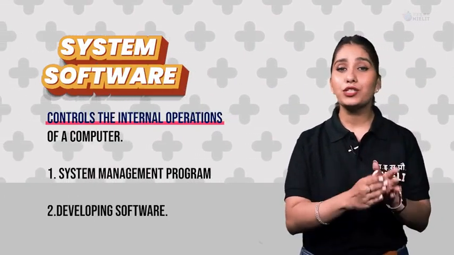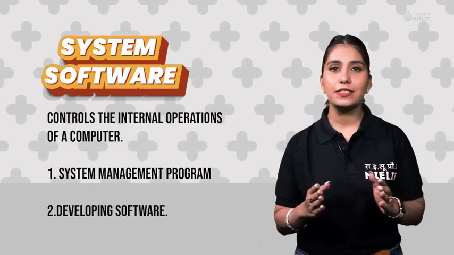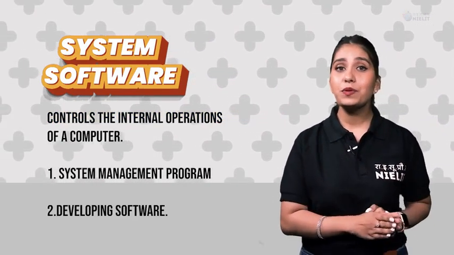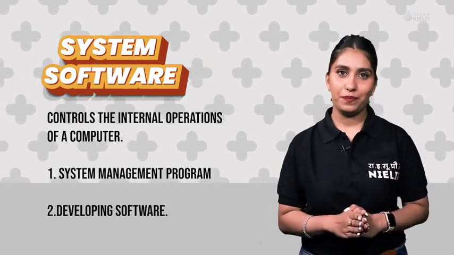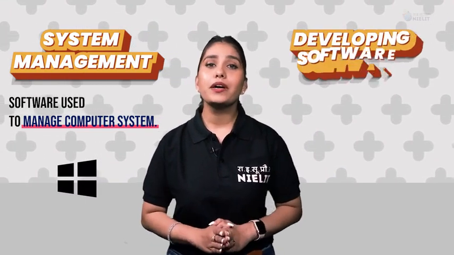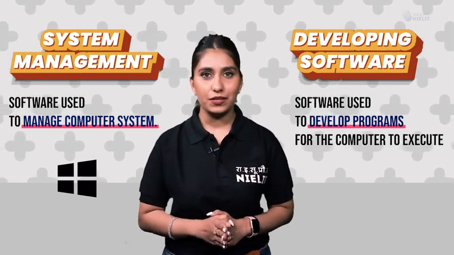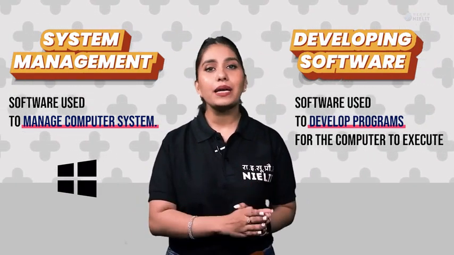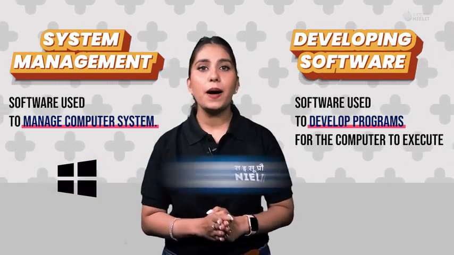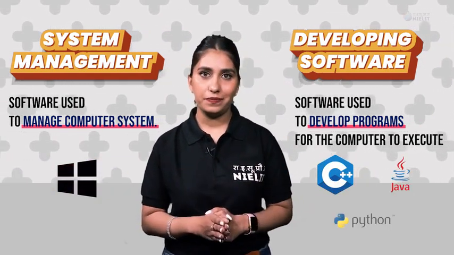The system software controls the internal operations of a computer and is further divided into categories: system management software and developing software. System management software is used to manage the computer system. For example, an operating system such as Windows is used to operate the computer. Developing software is software used to develop programs for the computer to execute. For example, programming languages such as C++, Java, and Python are developing software.